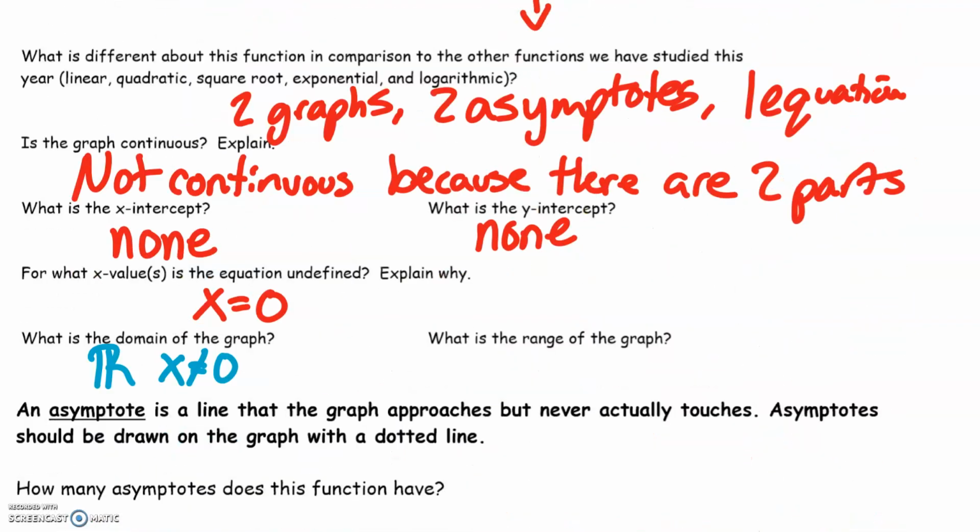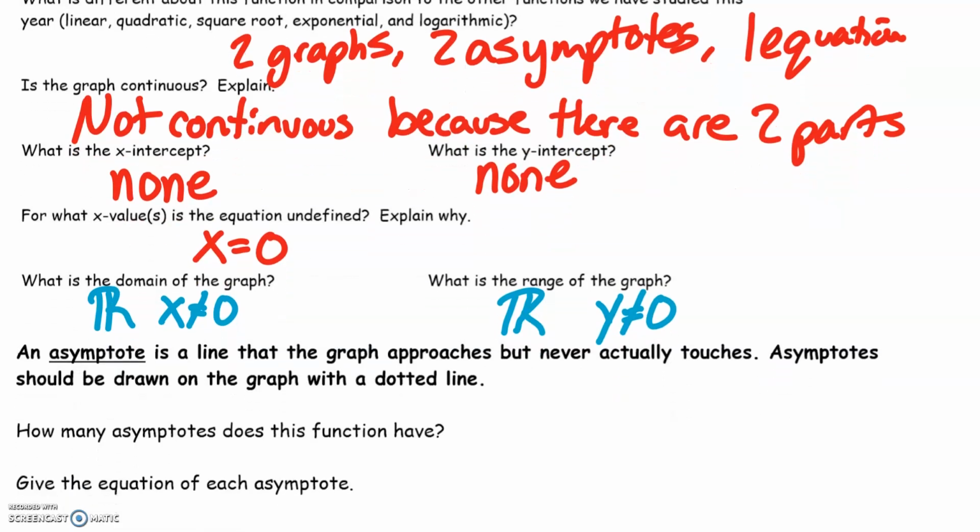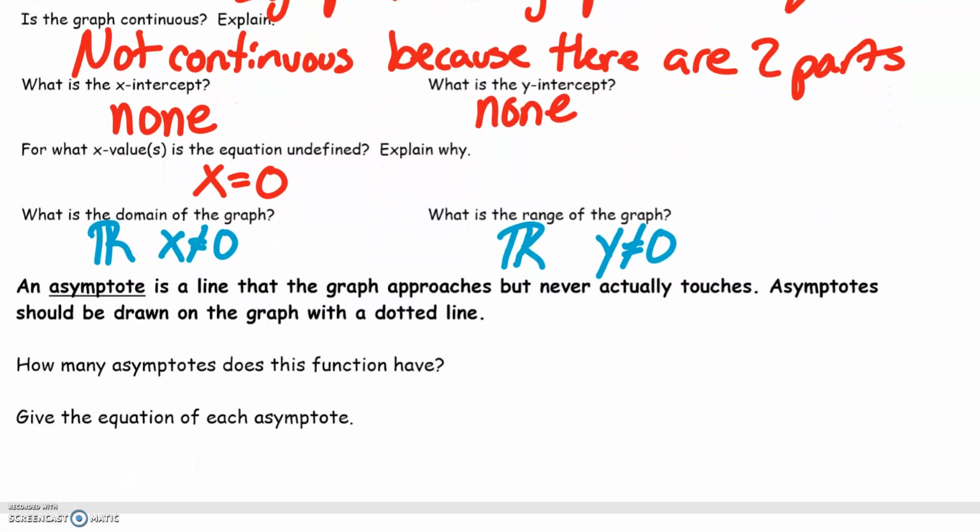All right. Now, what is the range of this function? Same answer. It's all real numbers except y cannot equal 0. An asymptote is a line that the graph approaches but never actually touches. It'll get close, close, close, but it'll never touch. Asymptotes should be drawn on the graph with dotted lines. How many asymptotes does this function have? 2.